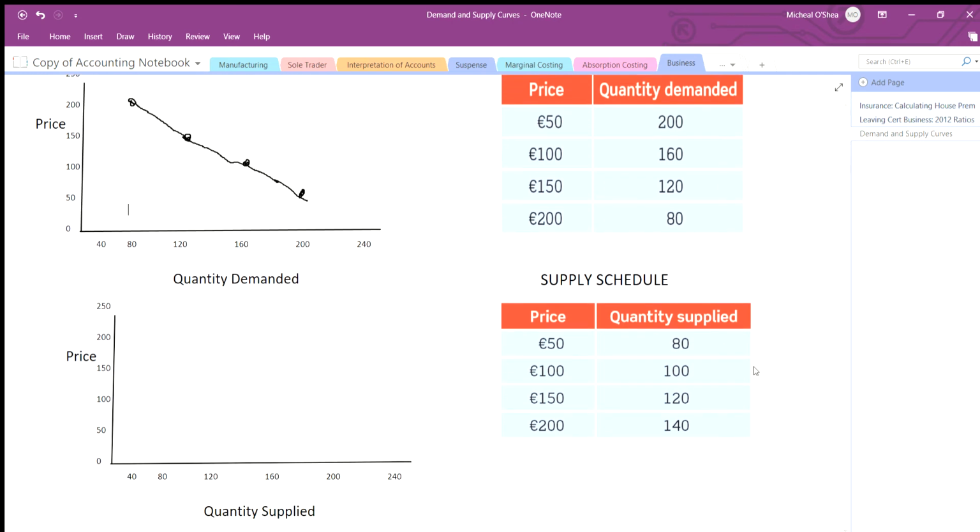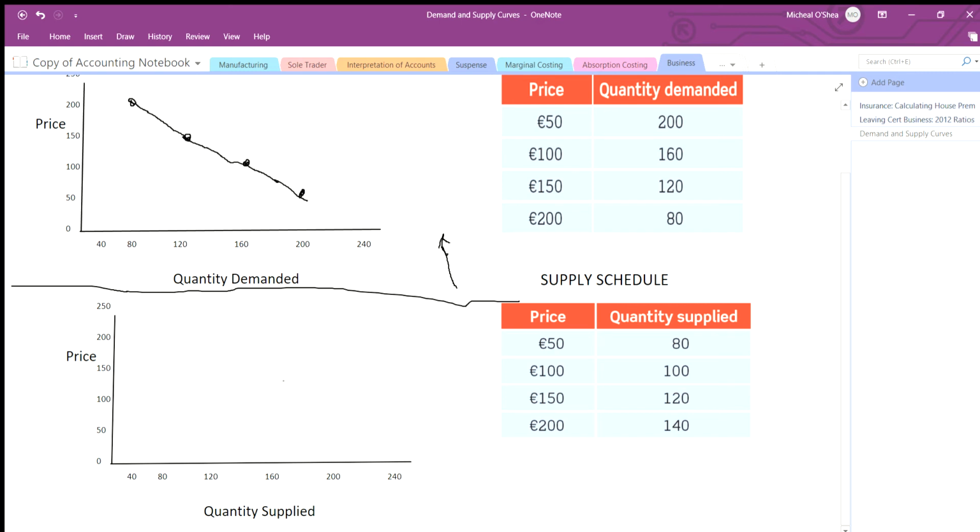We have yet to look at the supply curve. I was going to draw a point over here, but that's absolutely terrible. Rather than drawing points, I'll just draw a relatively straight line. Everything up here is to do with my demand curve.